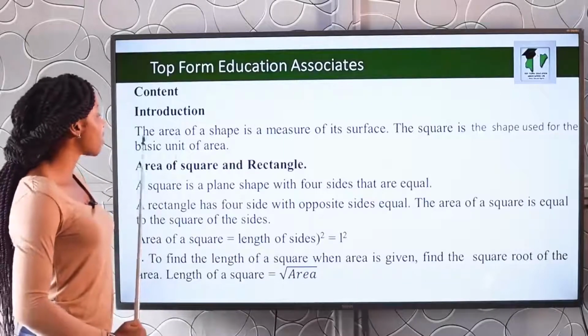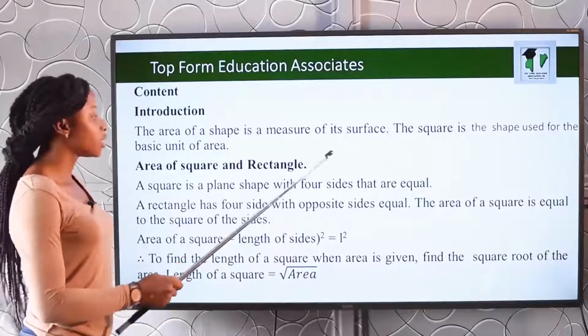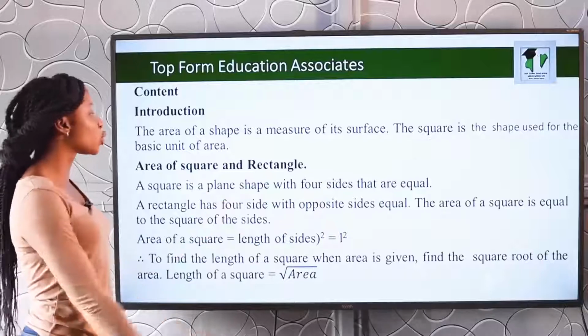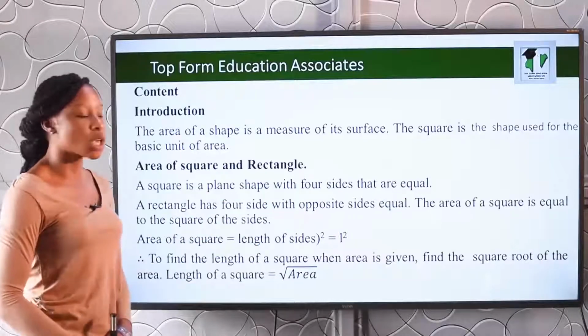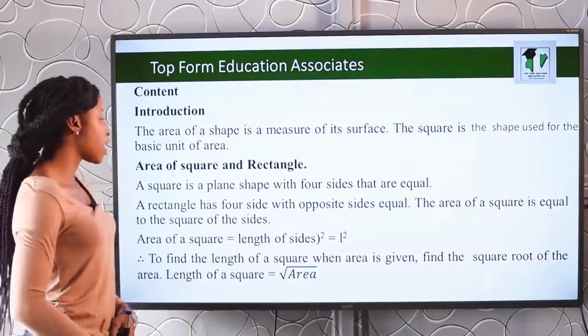Introduction. The area of a shape is a measure of its surface. The square is the shape used for the basic unit of area. That is, the square shape is the basic unit of area.